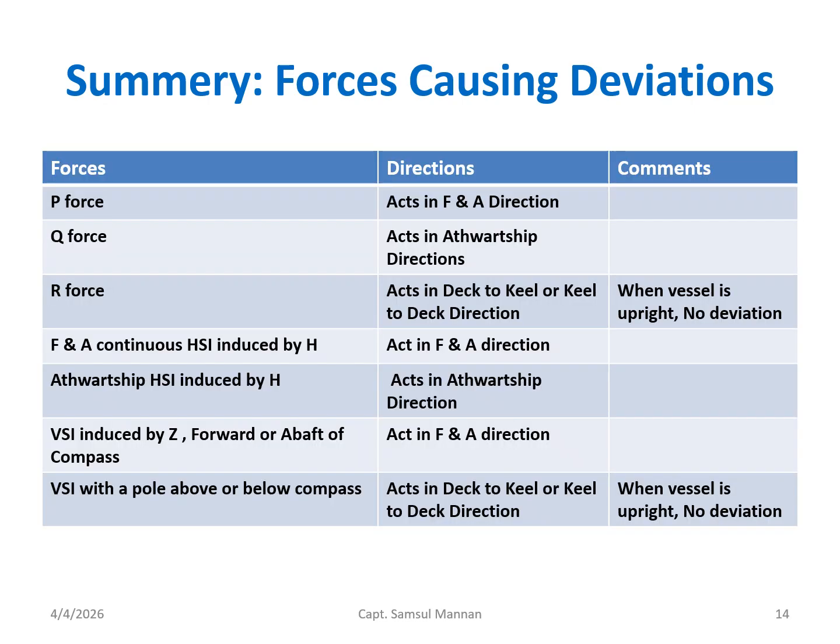So we see that we have got P force, which acts in the fore and aft direction, right? And regardless of ship's head, it will not change its magnetic pole, and it will have some impact. Q force acts in the athwartship direction regardless, and it is a permanent magnetic force. Regardless of ship's head, it will not change its magnetic pole and it will have some impact. The R force acts in deck to keel or keel to deck direction, and when the vessel is upright, there won't be any kind of impact on our magnetic needle.